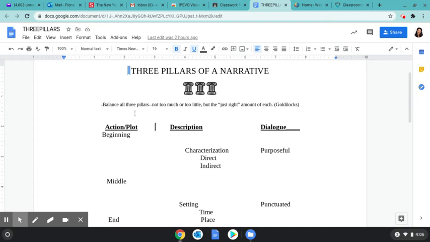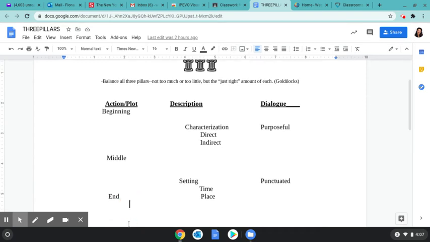The first one is action. And by action, I mean things obviously have to happen. You need a beginning, a middle, and an end of the story. You need to have very vivid, action-packed verbs as well. You need it trotted, lunged, not just walked and ran. Be really specific with your verbiage.